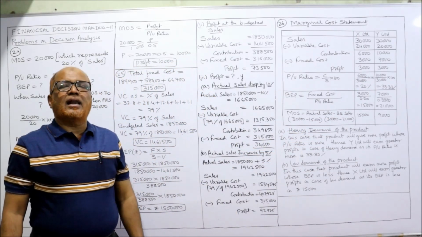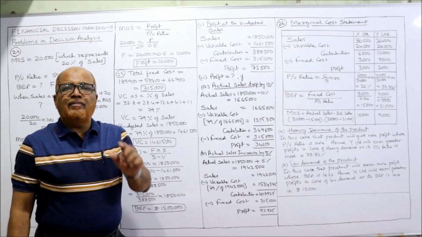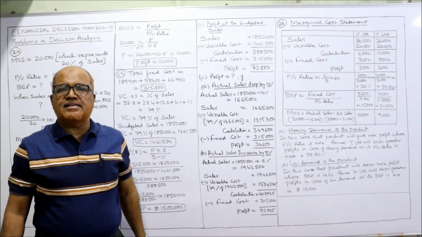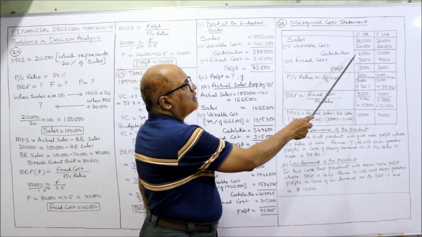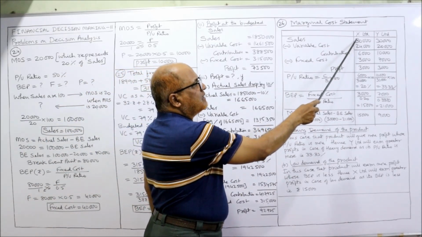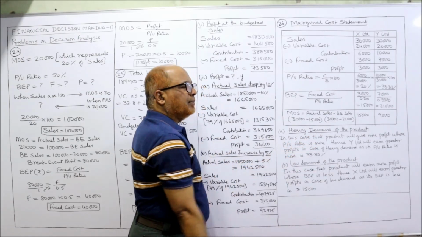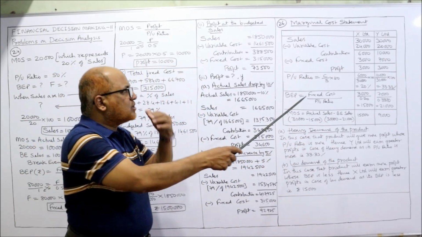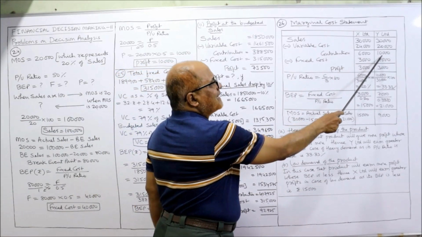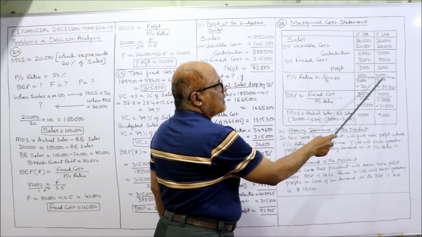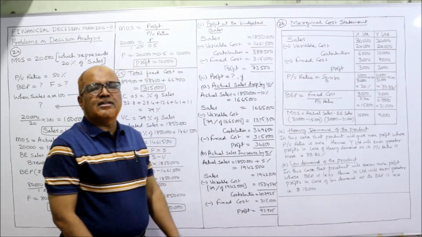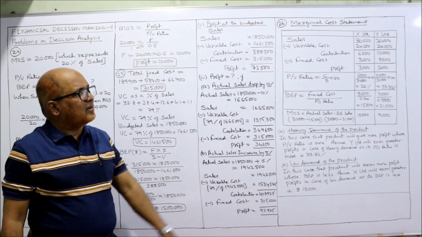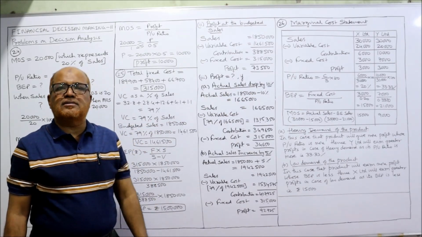Now first we calculate PV ratio. PV ratio is equal to C by S into 100, contribution by sales into 100. We have the contribution here. 6,000 by 30,000 into 100. You will get 20%. PV ratio 20% for X Limited. Similarly, PV ratio of Y Limited. Contribution is 10,000. 10,000 by 30,000 into 100. 33.33%. So we got the PV ratio of X Limited 20%, Y Limited 33.33%.